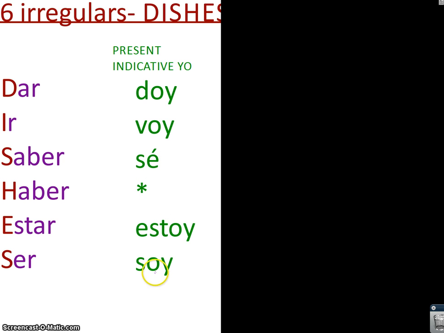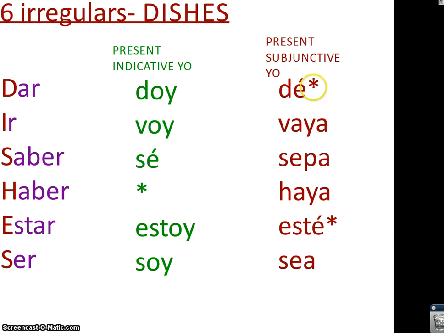Estoy and soy. And what can't you do to these six verbs in this form? You can't drop the O. So you just have to know what the irregular subjunctive forms of them are. And they are dé, vaya, sepa, haya, esté, and sea. These shouldn't look totally new to you because you've used them before with commands. So please copy this information down, and we will be talking about what these stars for dé and esté mean in class.